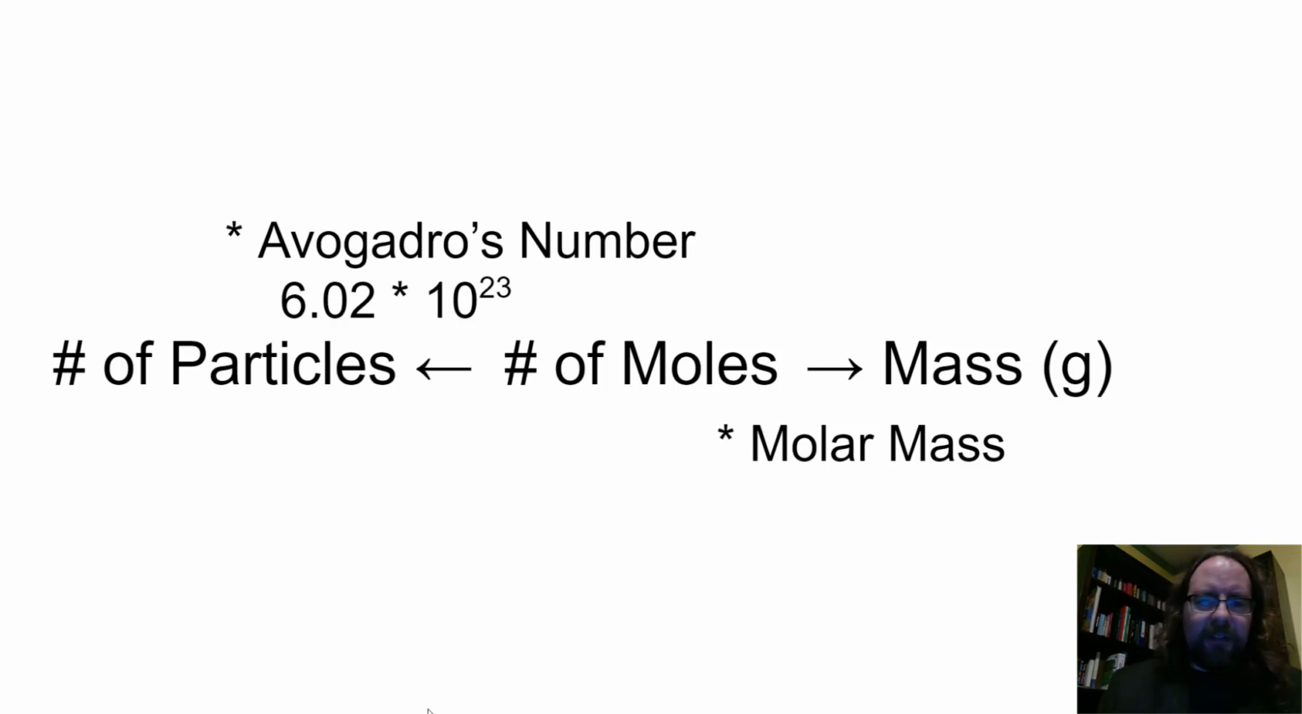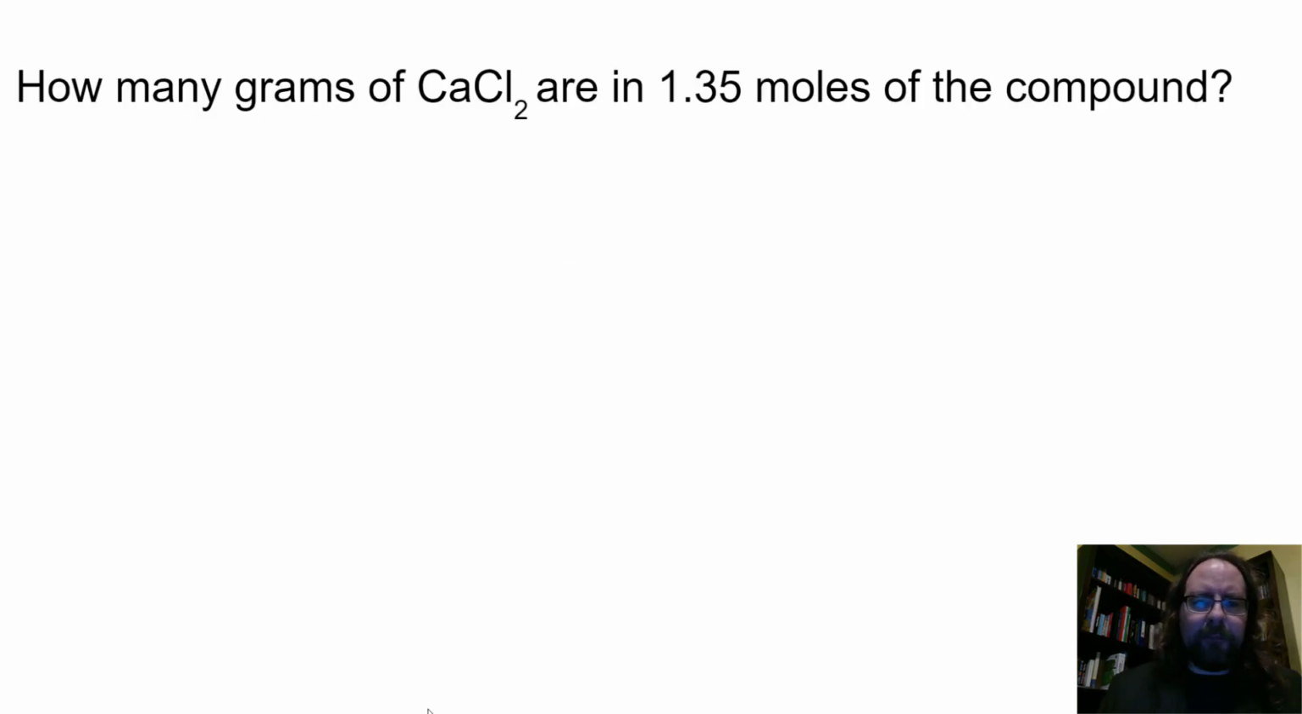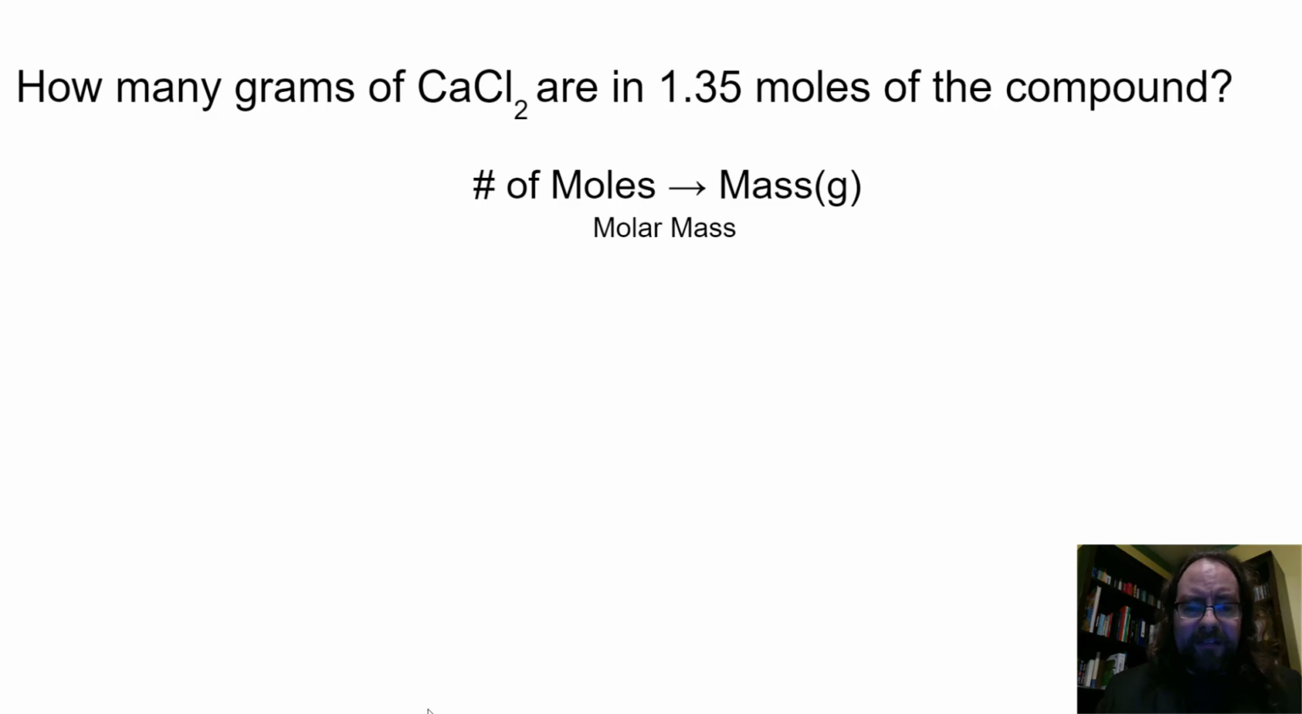So let's take a look at our first example. Our first example says how many grams of calcium chloride are in 1.35 moles of the compound. So first thing I realize is that we are going from the number of moles, 1.35, to the mass of the compound, and we know that because it's asking for grams. So whenever that's the case, we're going to need to find our molar masses.